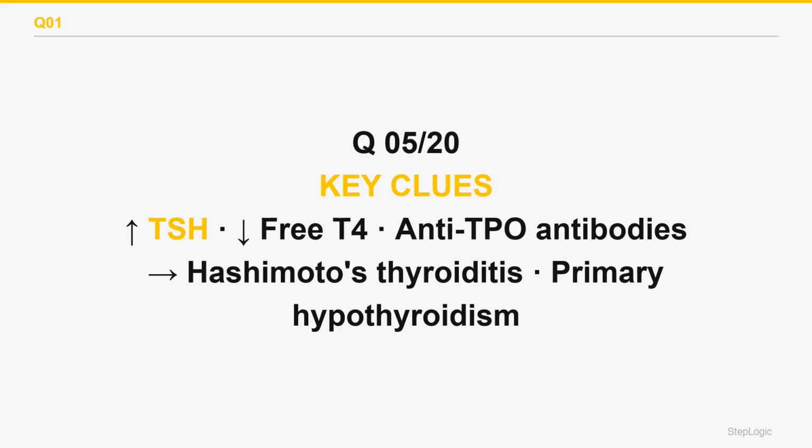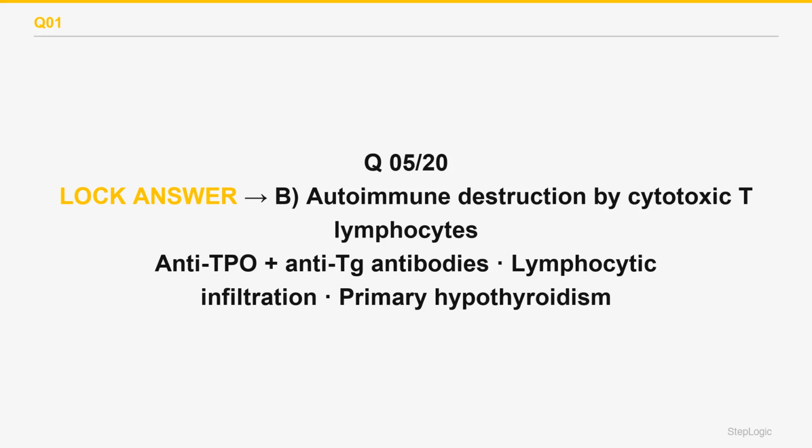High TSH is the compensatory response to low T4 production. Choice A, TSH-secreting pituitary adenoma, would cause high TSH and high T4, not low T4. Choice C, autonomous nodule, causes hyperthyroidism with suppressed TSH. The pattern high TSH, low T4 always means the problem is in the thyroid itself, primary. Low TSH, low T4 means the problem is pituitary or hypothalamic. Secondary.